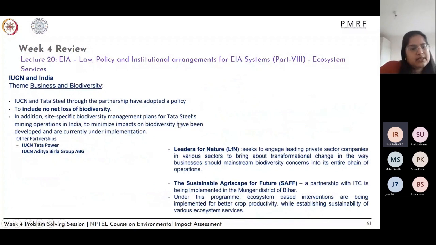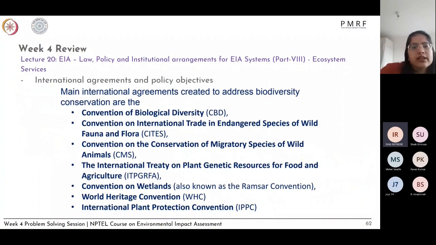And then in terms of business and biodiversity, again, they look at key points like the Leaders for Nature program and the Sustainable Agriscape for Future program. And then in lecture 20, we also look at the international agreements and policy objectives from the ecosystem services or biodiversity conservation point.